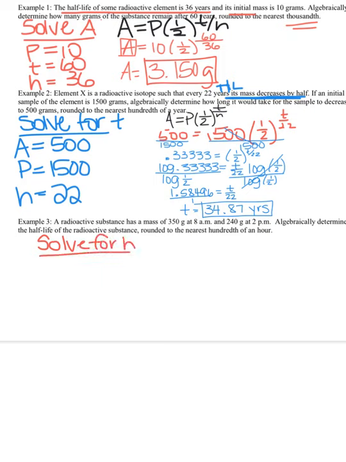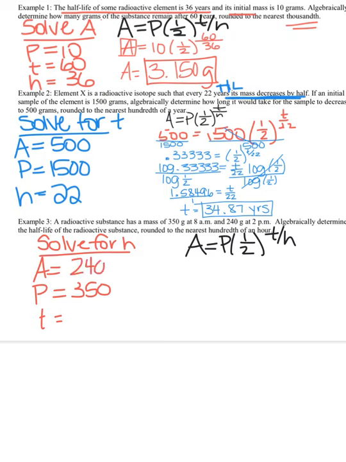Again, do this little setup, that way it gets rid of the word problem. If we're solving for H, again, this is our formula. If we're solving for H, that means I have to plug something in for everything else. A is something, P has to be something, and T, you have to plug in a number for all three of them. So it has a mass of 350 at 8 a.m. and 240 at 2 p.m. So it starts off at 350 grams, and eventually it goes to 240 grams.